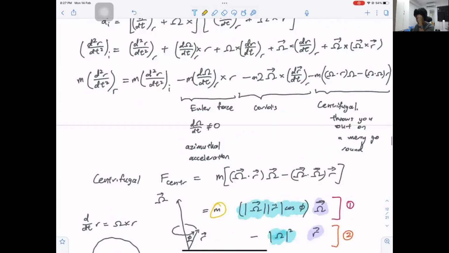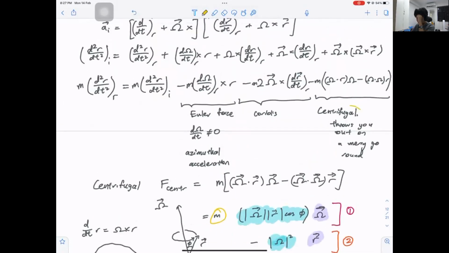So we've covered the intuition around the centrifugal force. The Euler force is basically your angular acceleration times your distance. Okay, so for the Euler force and the Coriolis force, perhaps it will help if I share my screen.